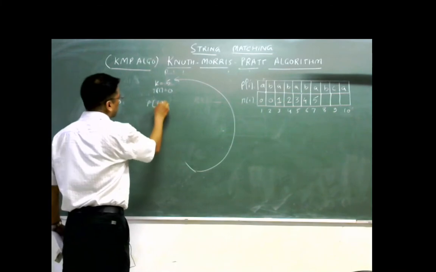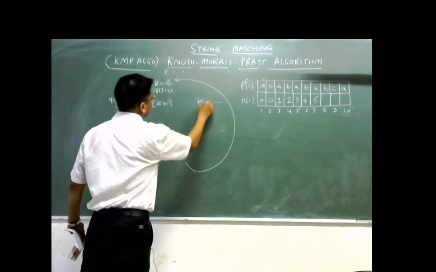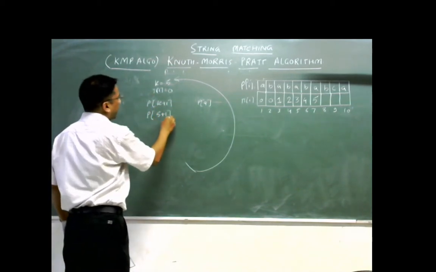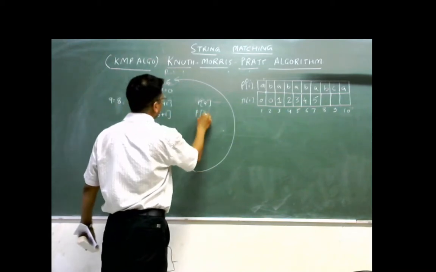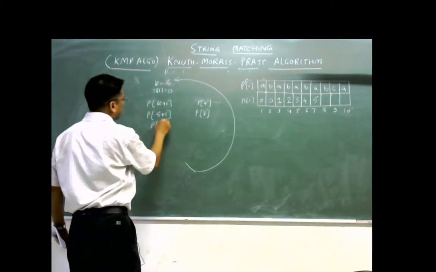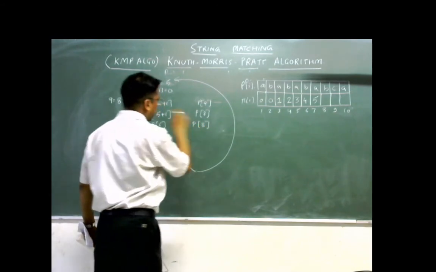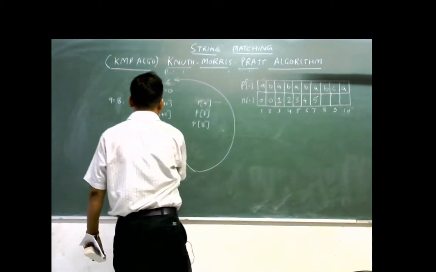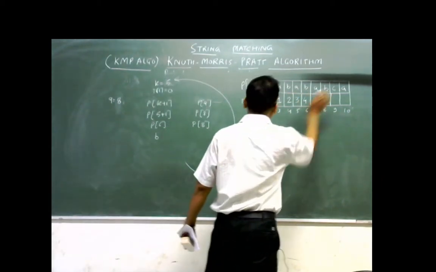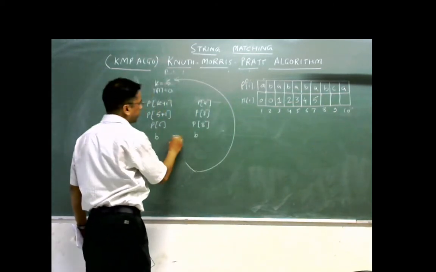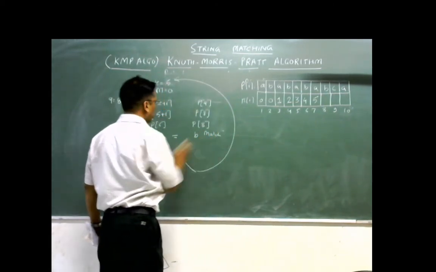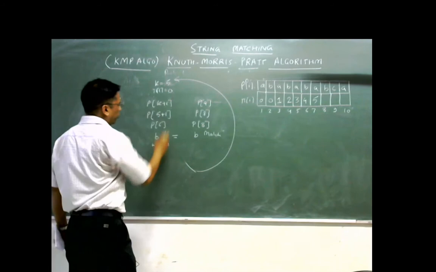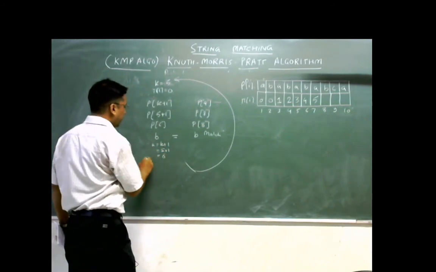P[k+1] and the P[q] function. P[k+1] is equal to 5 plus 1, and P[q] means P8. So P6 and P8. Here at position number 6 there is element B, and at position number 8 the element is again B. Now again there is a match, so the k value would increase. k equals k plus 1, which is 5 plus 1, which is 6.